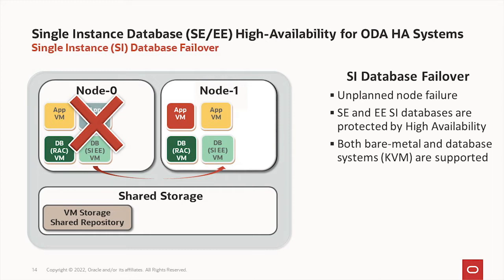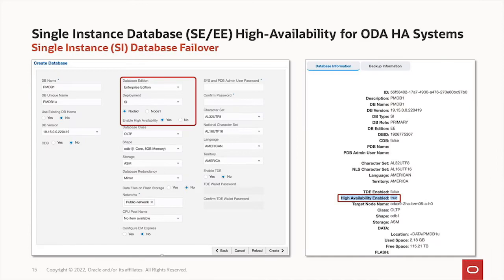If you're on the KVM with applications and databases, they're all protected now. This is just a quick view of the browser user interface. As you create a single instance Enterprise Edition database, you can say what your preferred node is, node 0 or 1, and then enable that HA functionality. Then this single instance is automatically protected. Again, no license cost, but the 10-day rule applies. And then you can verify that by going to the database and seeing that the HA is enabled.